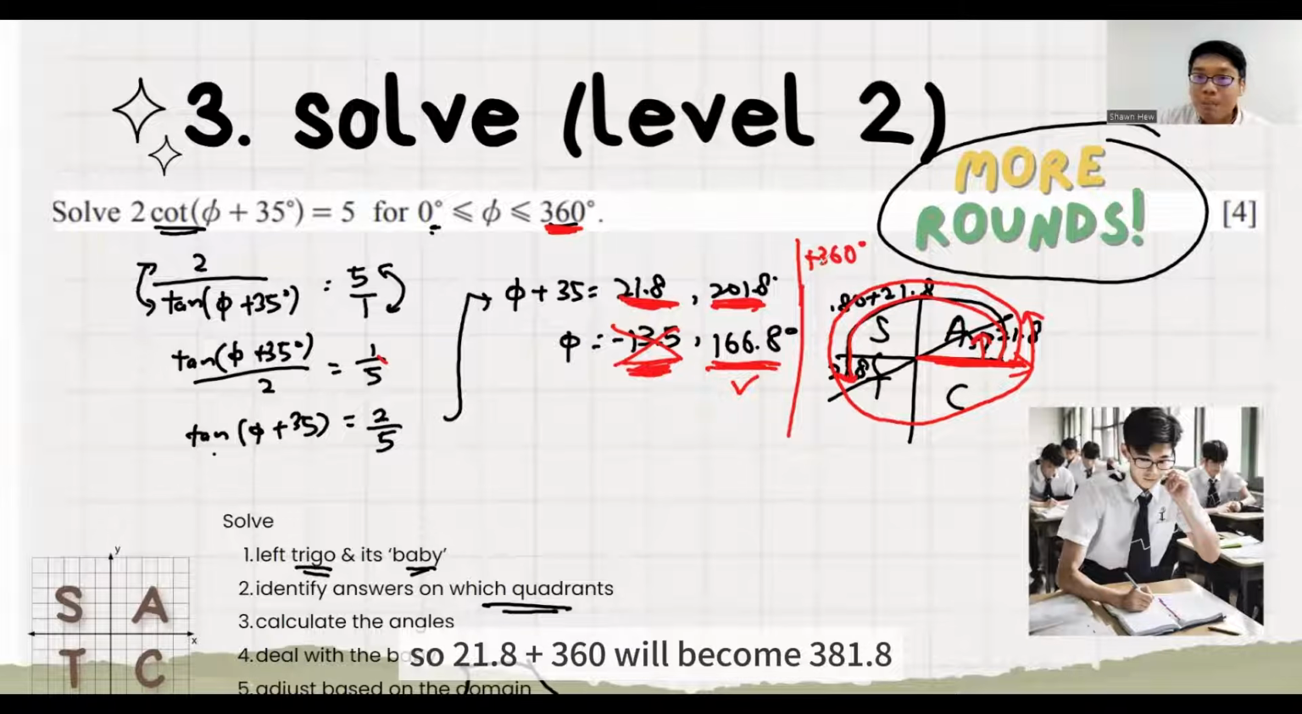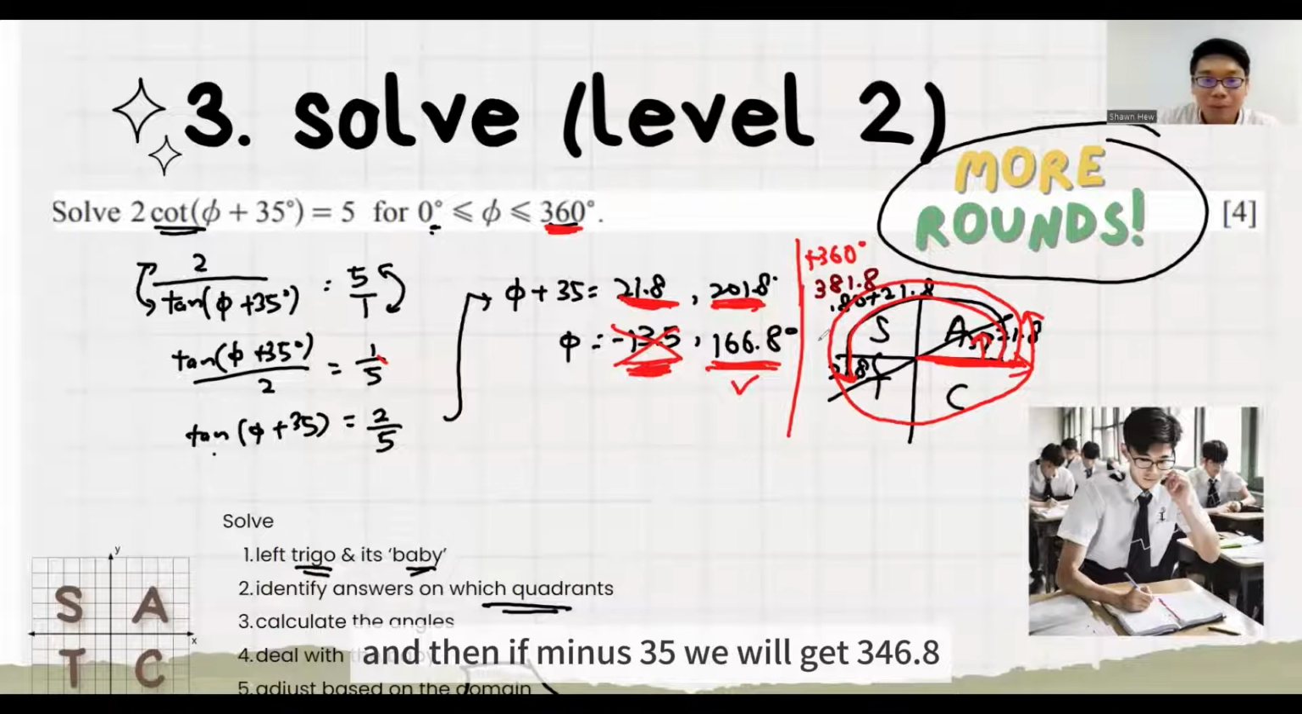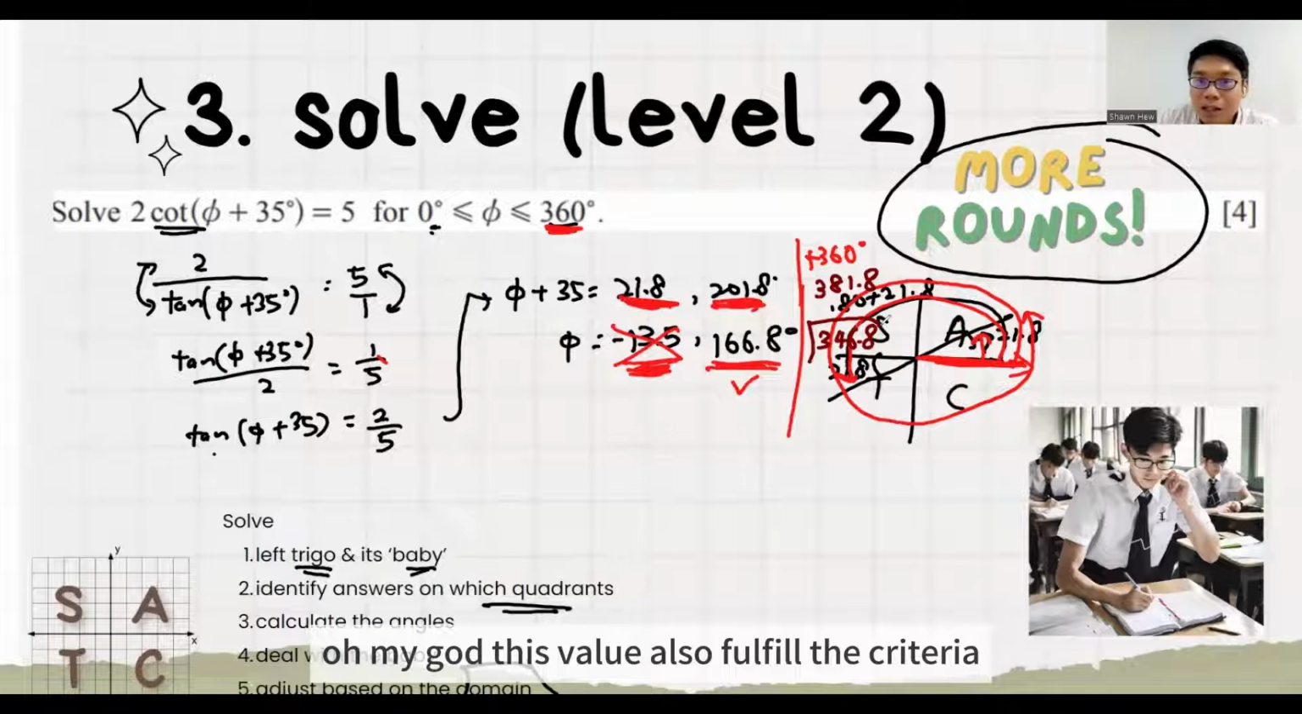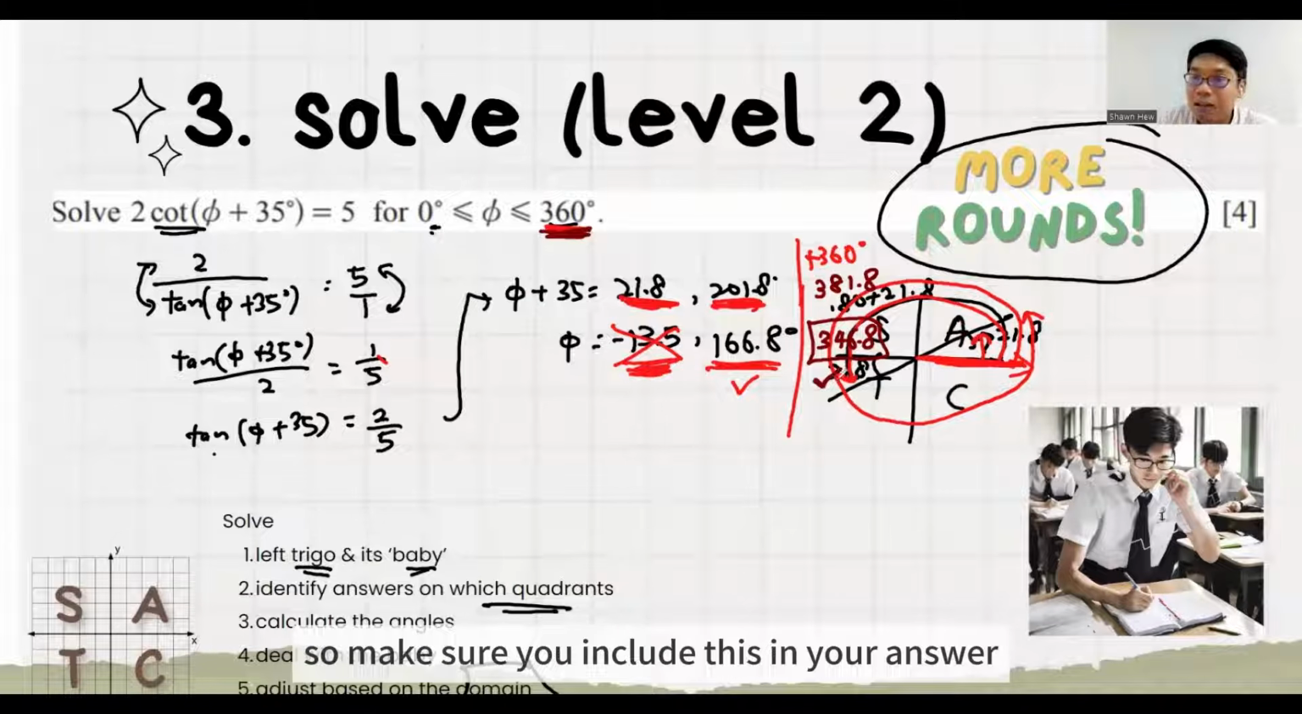So 21.8 plus 360 will become 381.8. And then if minus 35, we will get 346.8. Oh my God. This value also fulfill the criteria. So make sure you include this in your answer.